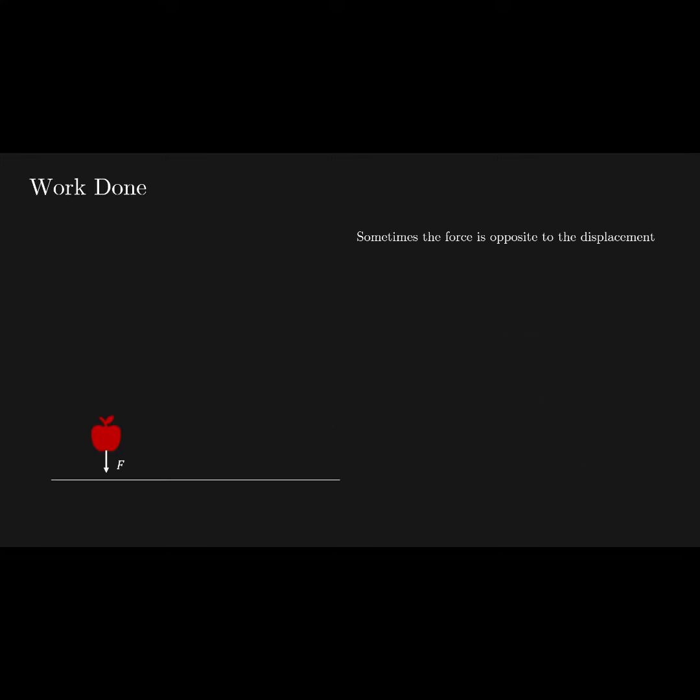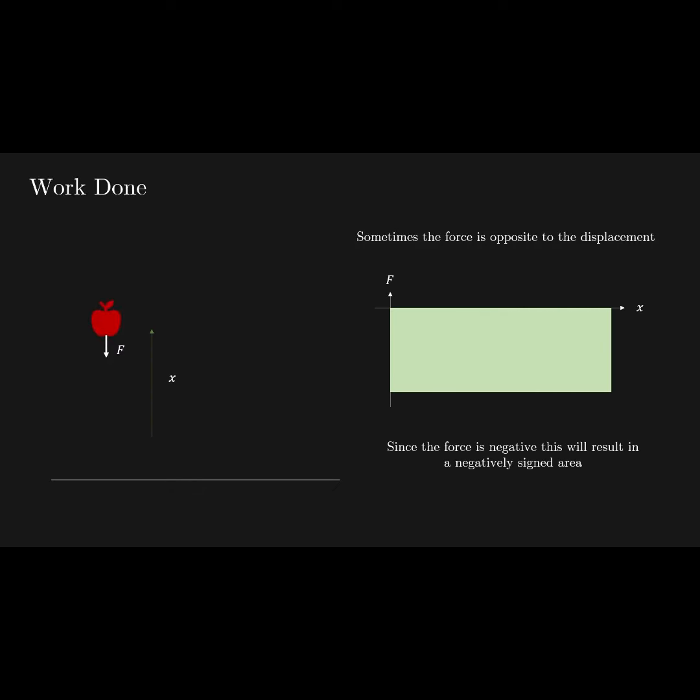When the force is opposite to the displacement, we get negative work. This just means that the work was done against gravity.